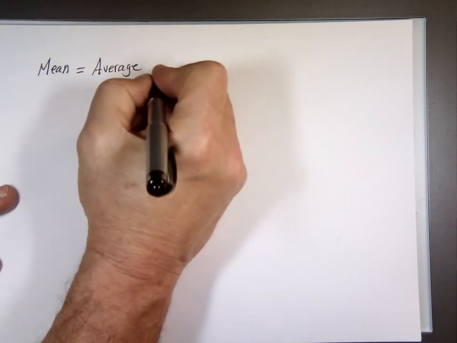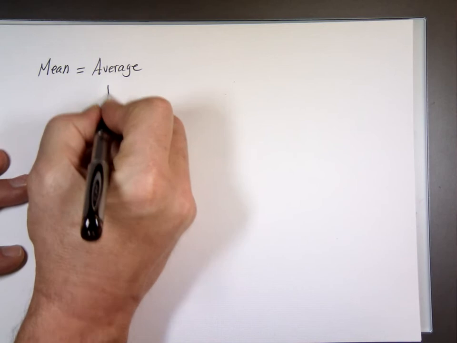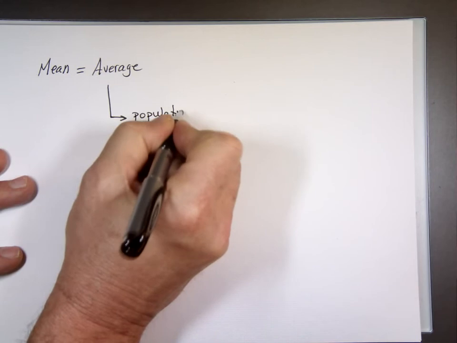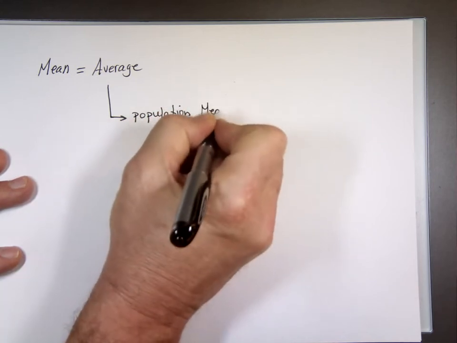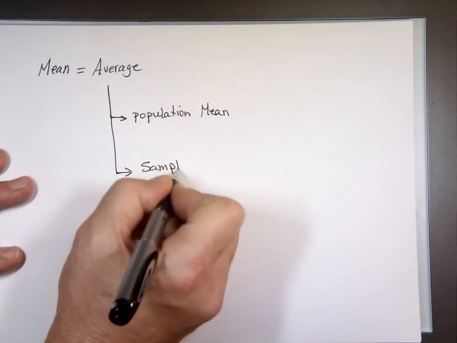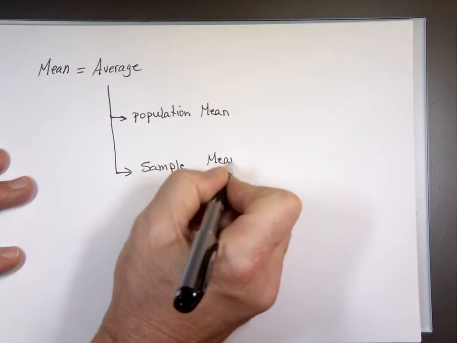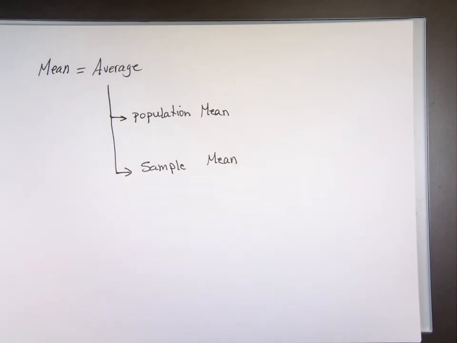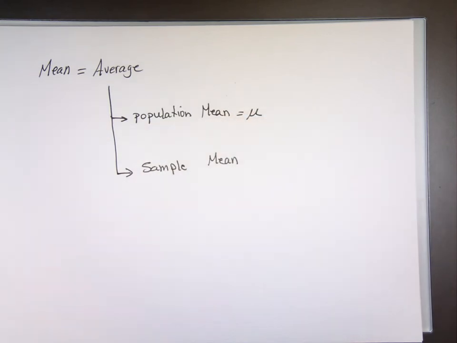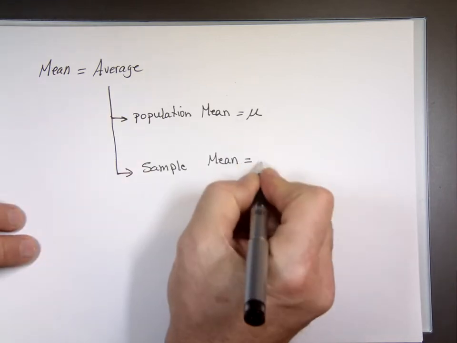And somebody said, well, you add them and divide by x. Well, we have two things. We have population mean, and we have sample mean. Now, for population mean, we use the symbol mu. When you see that, that means that's the population mean. For a sample mean, we use x bar.